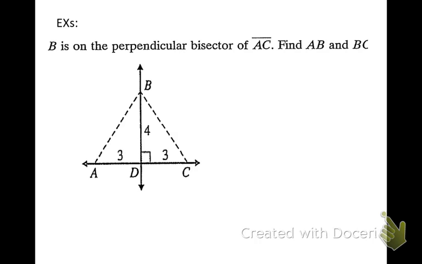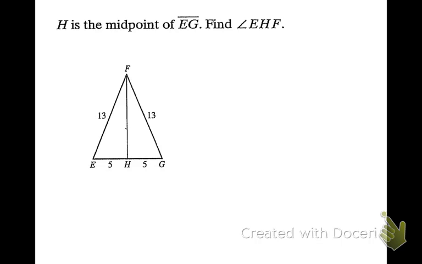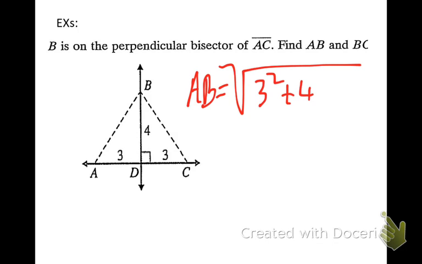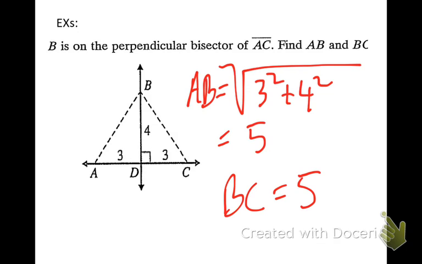B is on the perpendicular bisector of AC. Find AB and BC. We can do this using the Pythagorean theorem because I have a right triangle. So I would say AB is equal to the square root of 3 squared plus 4 squared, which is equal to 5. It's a 3, 4, 5 triangle. So BC is equal to 5.